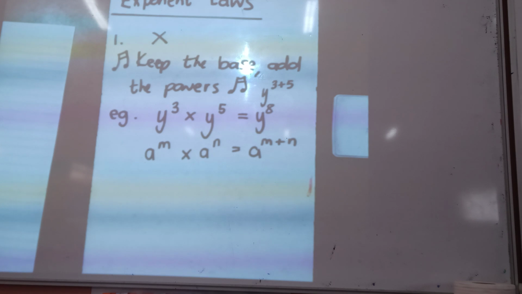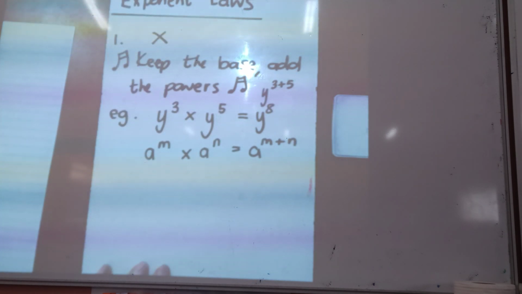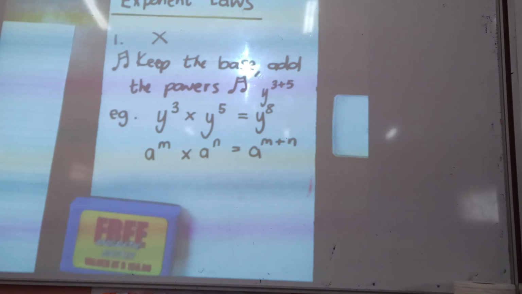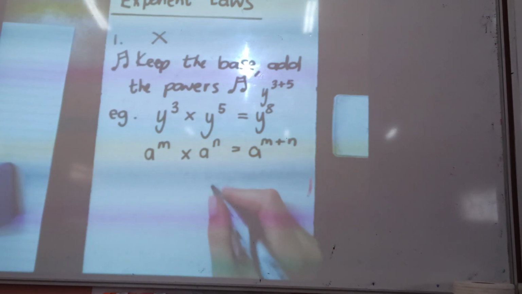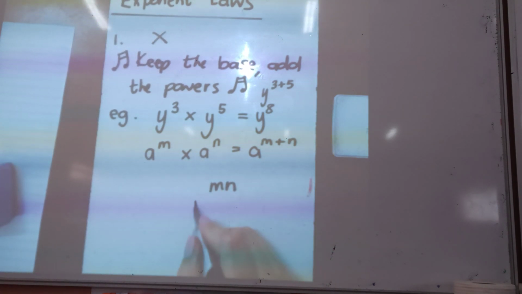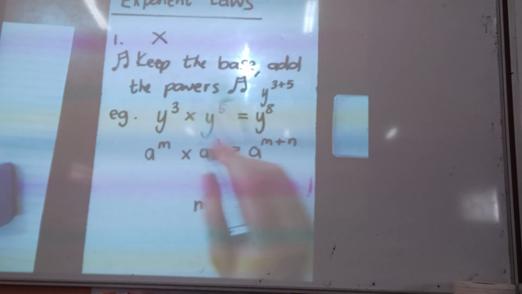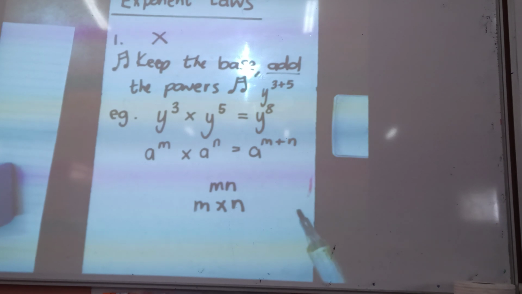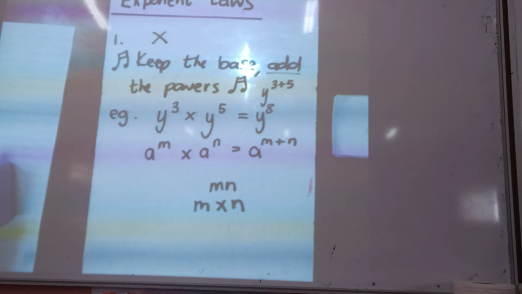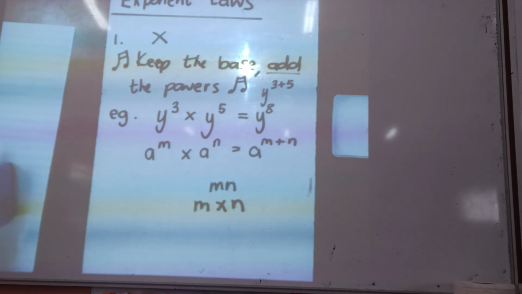Okay, that's the first rule. Are you with me? So you don't write the mn. Remember, mn means m times n. That's not it. The rule is keep the base, add the powers. Okay, right. Cool. Next law of exponents, or in other words, the next thing that you need to know about exponents is when I divide.